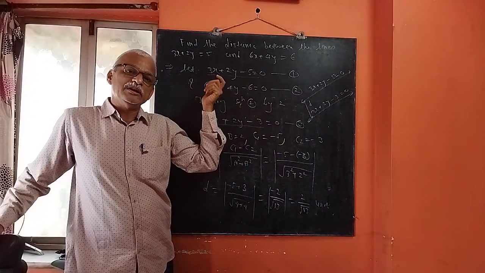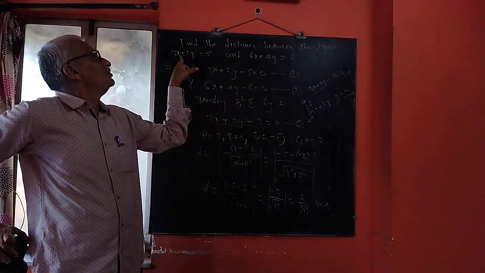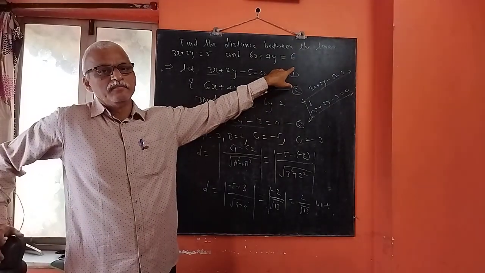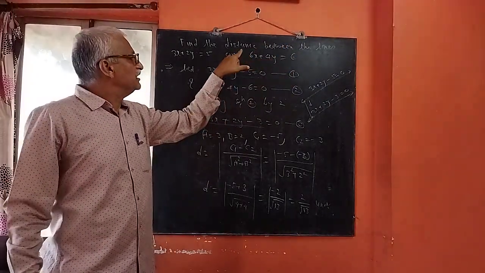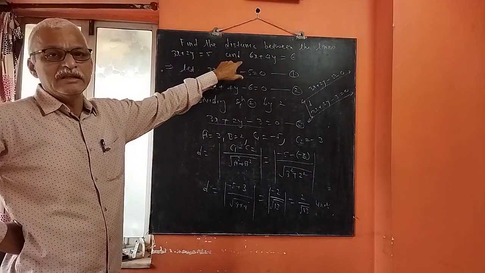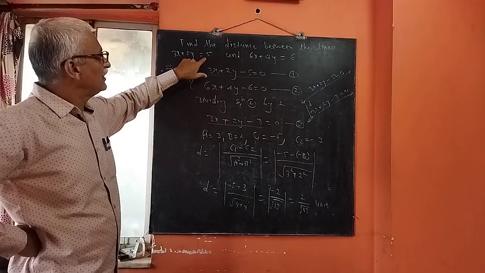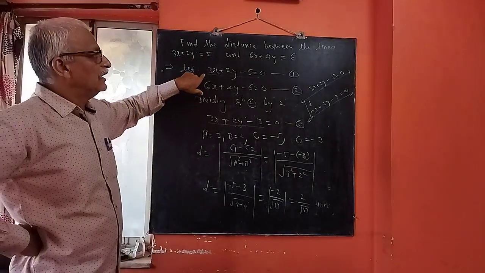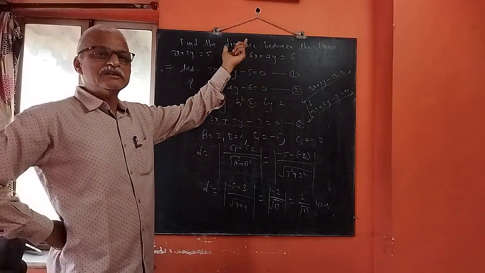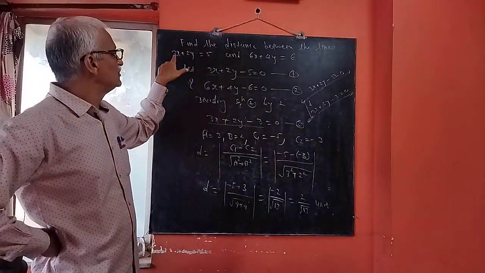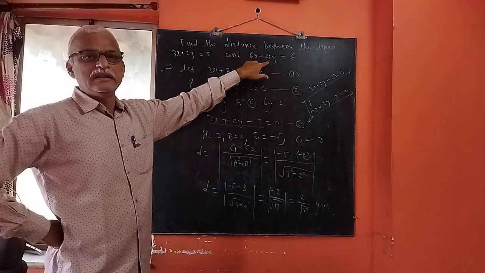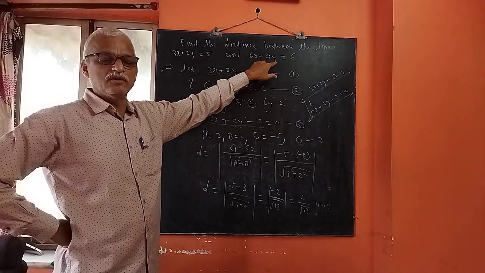I repeat again the complete problem. The given equations are 3x plus 2y equals 5 and 6x plus 4y equals 6. Since initially the coefficients of x and y in both the equations are not the same, either we can multiply equation 1 by 2 or divide equation 2 by 2. If you multiply equation 1 by 2, this will be 6x plus 4y. The coefficients of x and y will be the same. That will be a equals 6 and b equals 4.